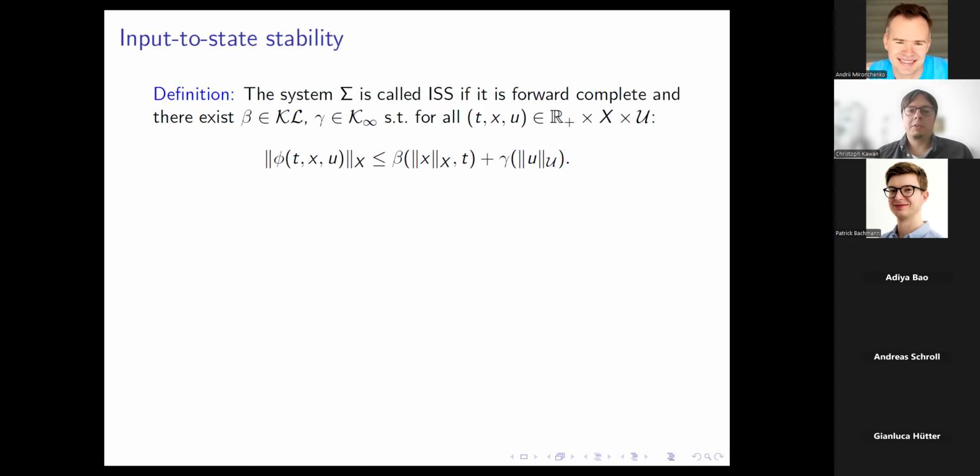And of course, we can define input to state stability for this overall system or for the interconnection. This is just the usual definition. I think I don't have to say very much about this. The only thing is that the norms that I'm using here, this X norm and this calligraphic U norm, are the norms from the Banach spaces that I just defined. So this is the supremum norm and this is the L infinity norm.